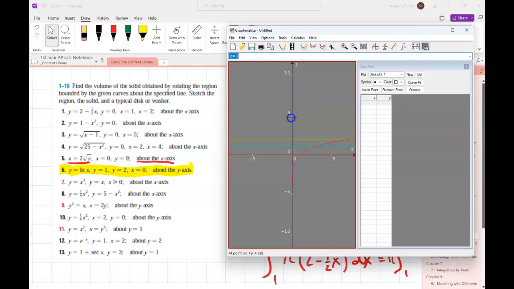Try to do this one. The y, I forgot how to plug it in. That's right. That's very good.